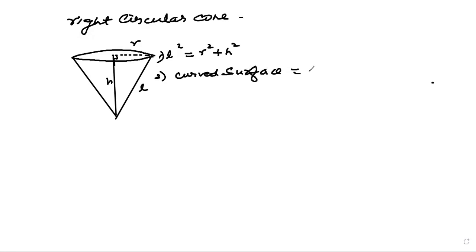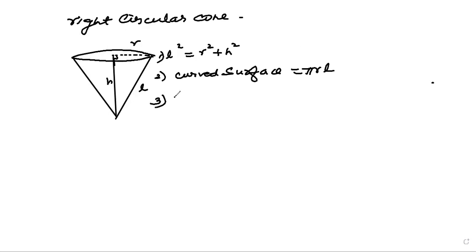Very simple, children. The curved surface, can you see? It involves a radius. It has got an L. The curved surface area is pi r L. Curved surface area is pi r L. No H, correct? No H comes here. Curved surface area में खाली pi r L.